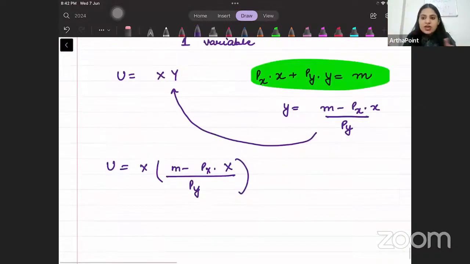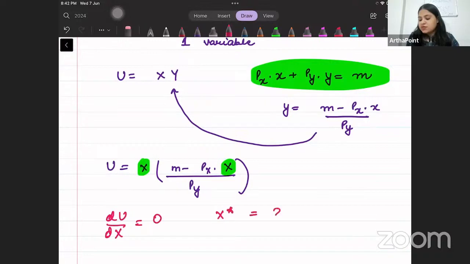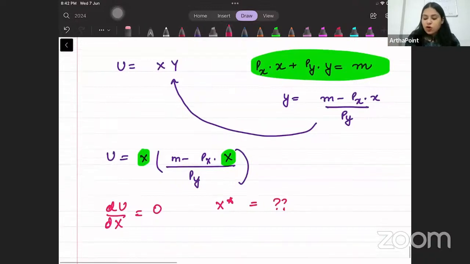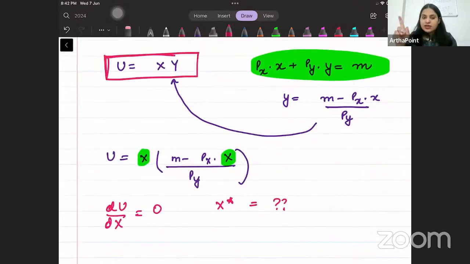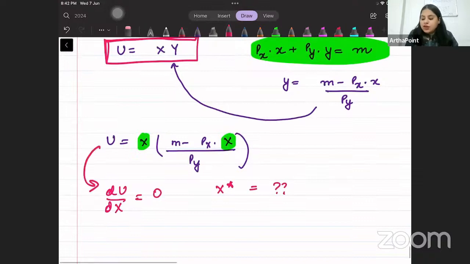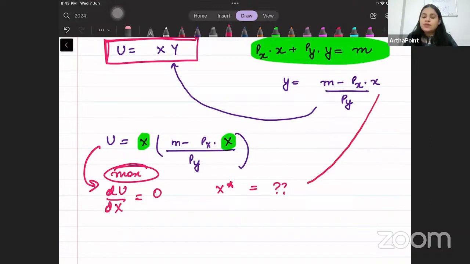Your entire function that you want to maximize is now only in one variable, that is x. There is nothing other than x. So if you differentiate this with respect to x and equate it to 0, you will get x star. The same will come, m by 2px. This is the third method. It's called the method of substitution. Make everything in terms of one variable. Once you have got your utility function in terms of one variable, then maximize the utility. We know how to maximize utilities. Differentiate it, equate it to 0, and you will get x star. Put it back here, you will get y star.